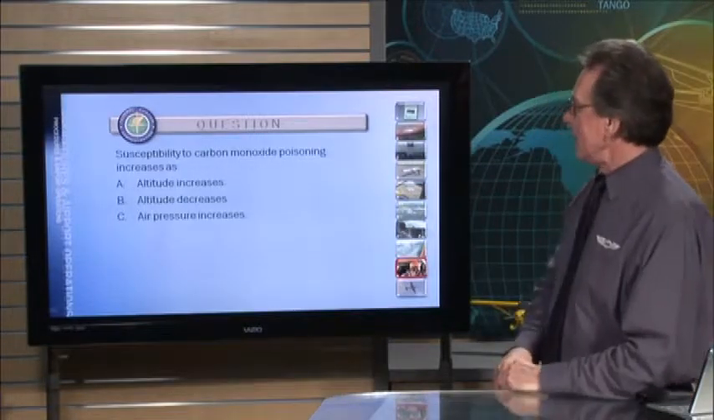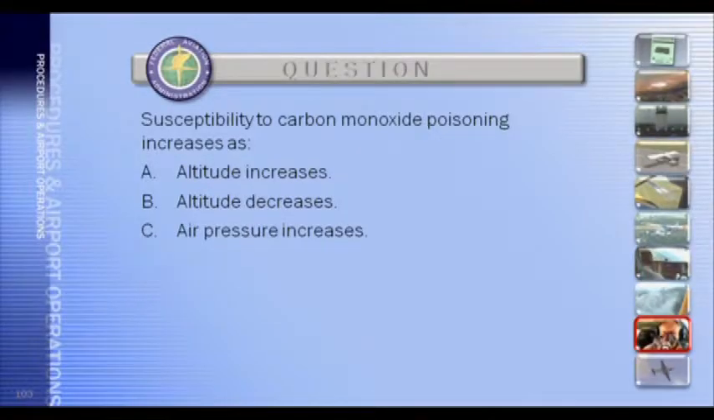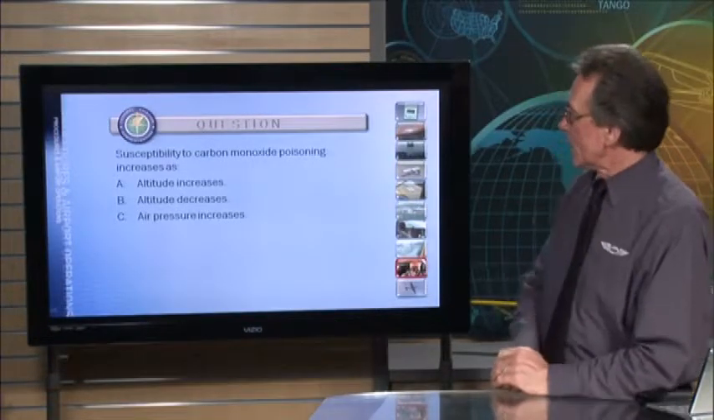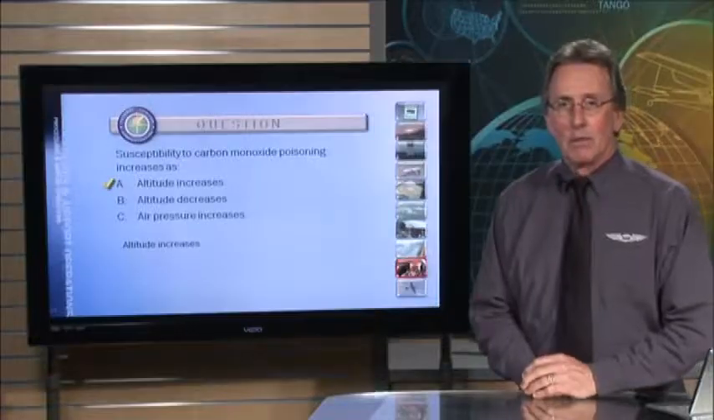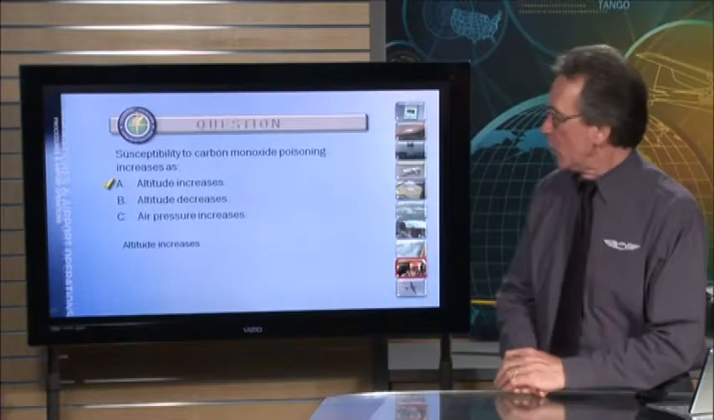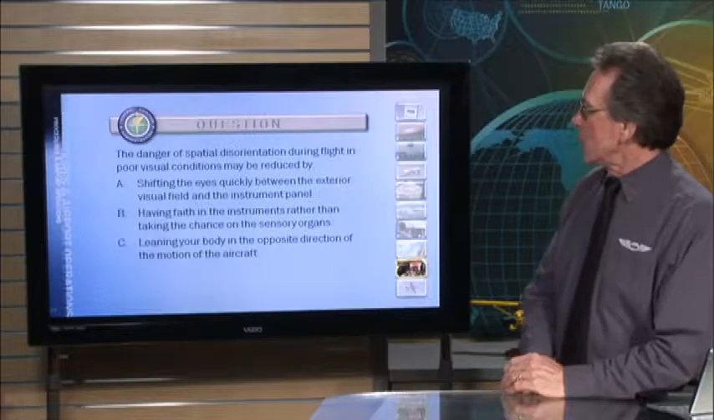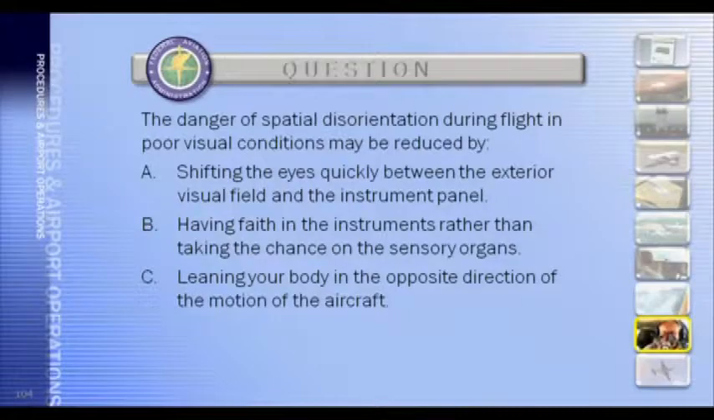Okay, question number three. Susceptibility to carbon monoxide poisoning increases as A, B, or C. One correct answer. The one correct answer, susceptibility to carbon monoxide poisoning increases as A, altitude increases. Final question for this topic. The danger of spatial disorientation during flight in poor visual conditions may be reduced by which of these, A, B, or C?